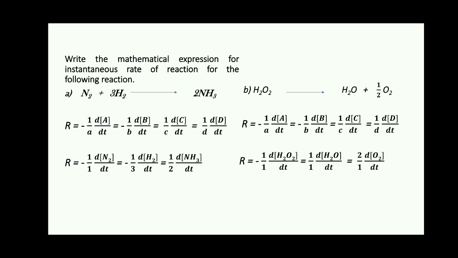The 2 is coming here because in this case we have 1 upon d, and if we put 1 by 2 in place of d, then the 2 will be shifted to the numerator part. So it will become 2 dO2 upon dt. This is a mathematical expression for a general reaction, and on the basis of this, some question can be asked in your board examination as well as in your home examinations.